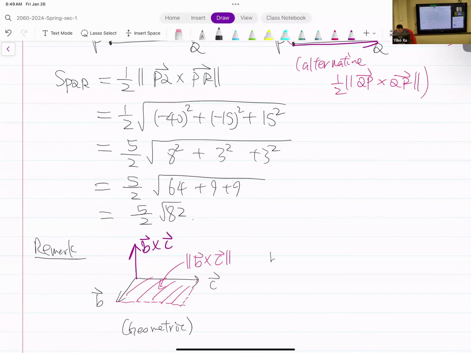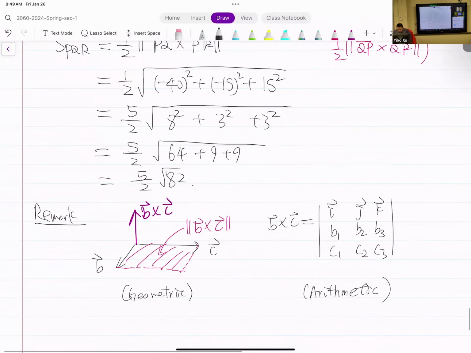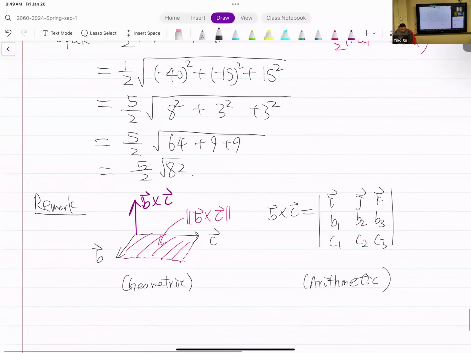And then for the arithmetic perspective, that's exactly that order 3 determinant formula that we introduced. Okay. So in order to calculate, we just do this exactly. Okay. And of course, these two perspectives, they are another remark.